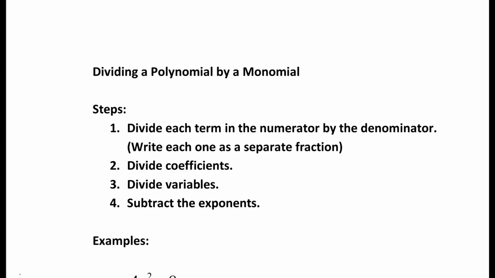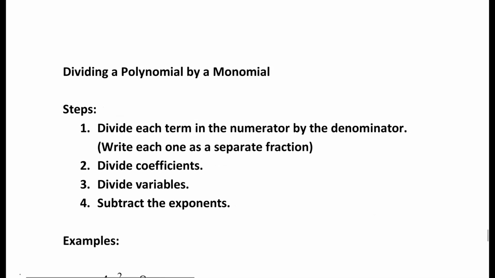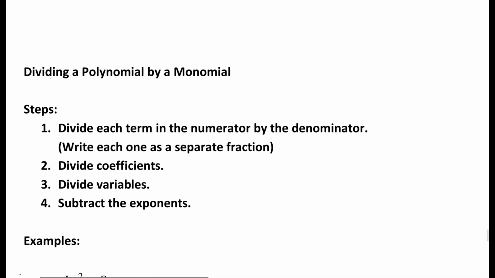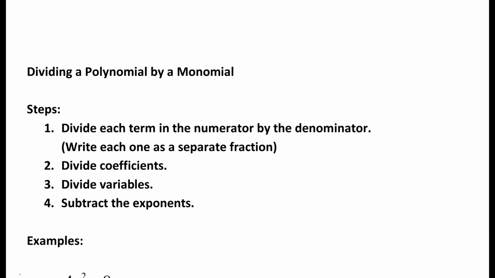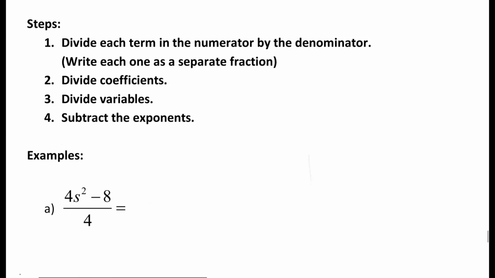Now we're going to be looking at dividing polynomials by monomials. For this, our steps are to divide each term in the numerator by the denominator, write each one as a separate fraction, divide the coefficients, divide the variables, and then last subtract the exponents.